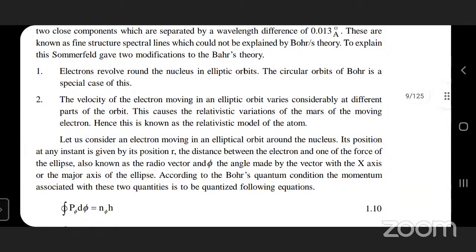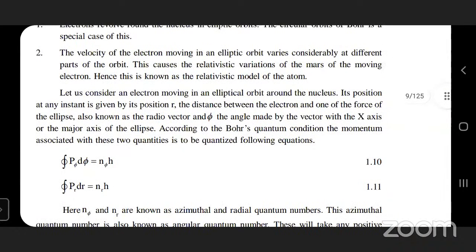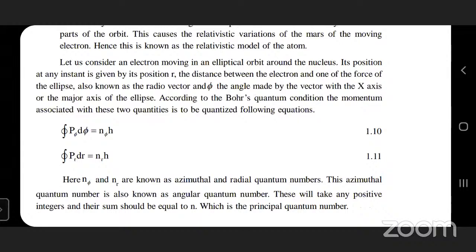So you have to discuss these equations. Consider an electron moving in an elliptical orbit around the nucleus, so that its position at any instant is given by small r, the distance between the electron and one of the foci of the ellipse, which is known as the radius vector, and phi is the angle between the radius vector and the x-axis, or the major axis of the ellipse.